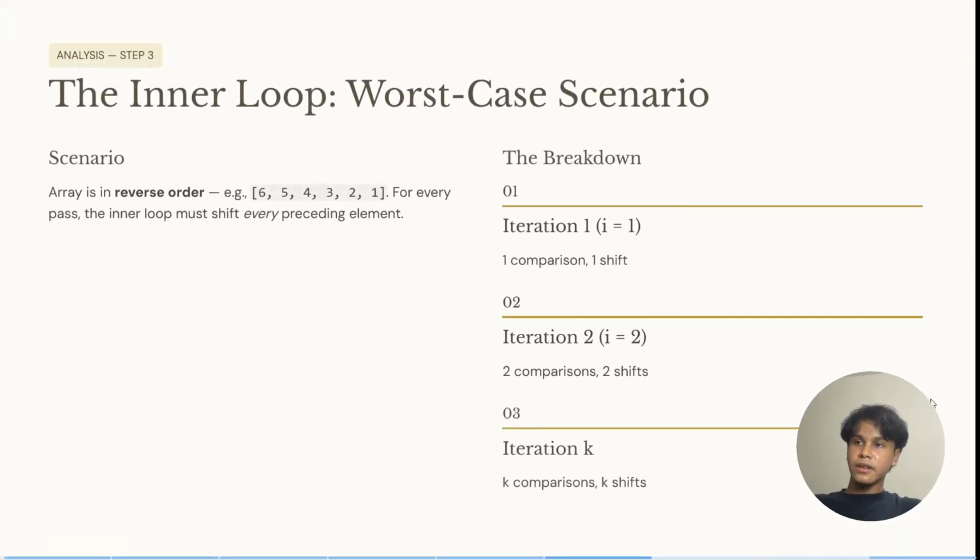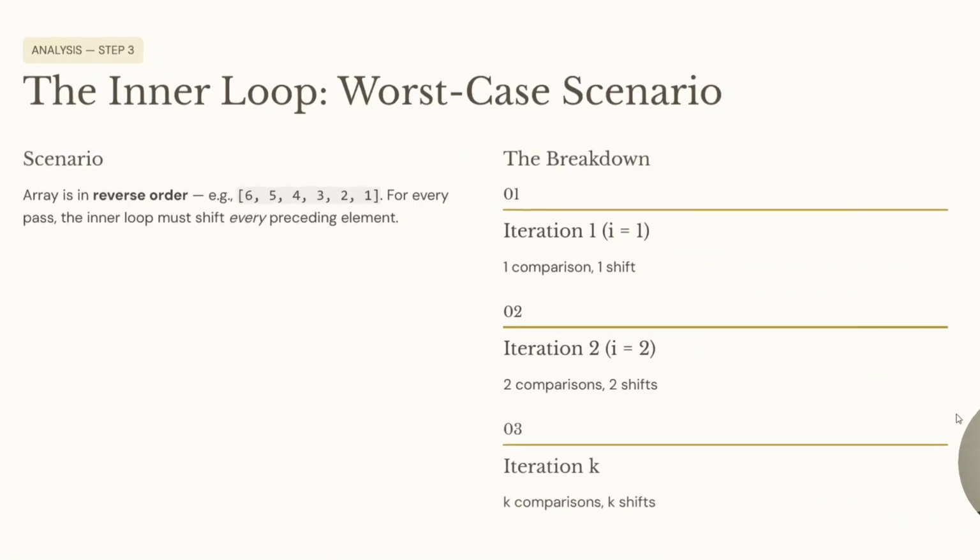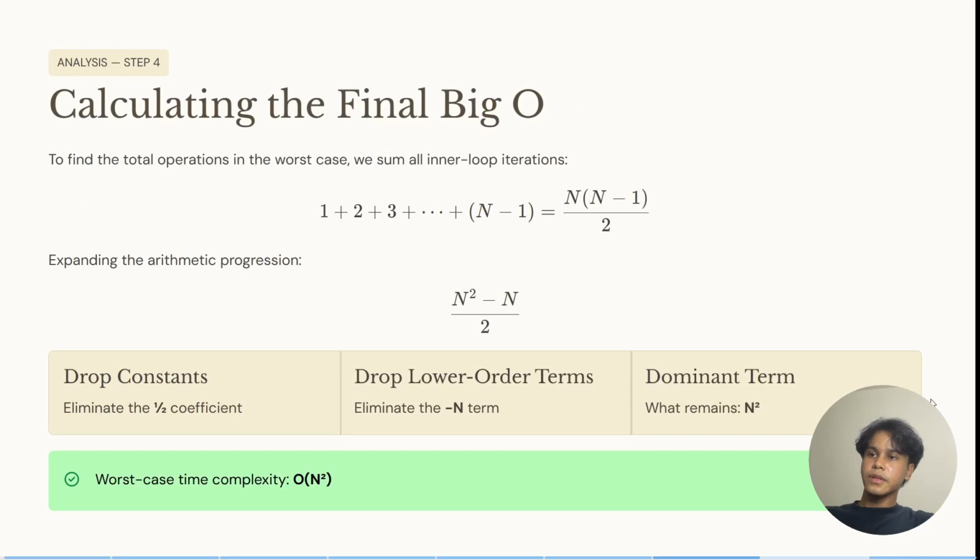However, Big O analysis focuses on the worst case scenario. The worst case happens if the array is in reverse order. In this scenario, every time the outer loop picks up a new element, the inner loop has to shift every single element that came before it. On the first iteration, it makes one comparison and shift, on the second it makes 2, and on the k-th iteration it makes k comparisons. To calculate the total operations, we sum these iterations, which is the sum of 1 to n-1.